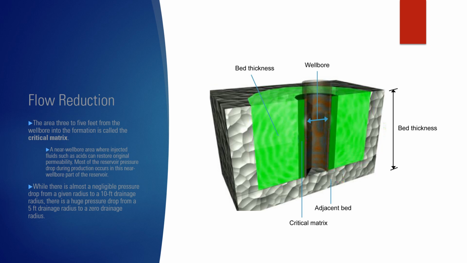Here you see an illustration of the critical matrix. The area within 3 to 5 feet from the wellbore into the formation is called the critical matrix. A near wellbore area where injected fluids such as acids can restore original permeability. Most of the reservoir pressure drop during production occurs in this near wellbore part of the reservoir. While there is an almost negligible pressure drop from a given radius to a 10-foot drainage radius, there is a huge pressure drop from a 5-foot drainage radius to a 0 drainage radius.